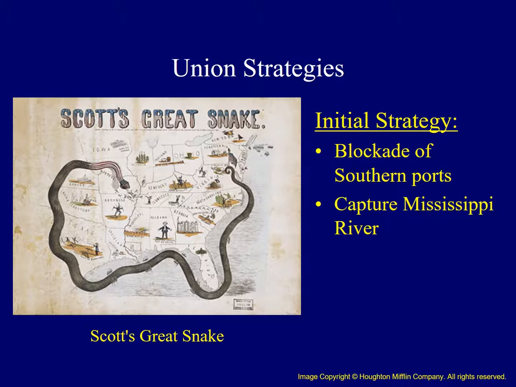One initial Union strategy was developed by General Winfield Scott. Critics labeled this the Anaconda Plan. It called for Union blockades of southern ports and a major attack down the Mississippi River, which could then cut the Confederacy in two. Lincoln did attempt to establish a blockade, but did not have the manpower to seize and control the Mississippi in 1861.